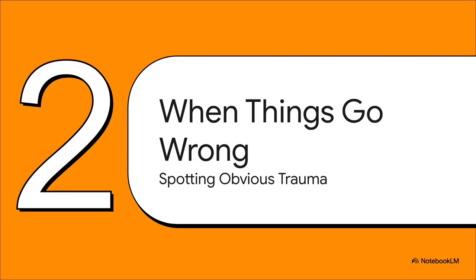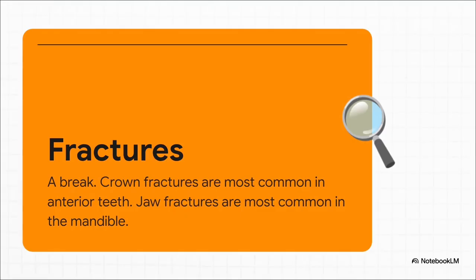Okay, so we have our map. We know what a healthy mouth is supposed to look like. Now, let's see what it looks like when things go wrong. We'll start with the more obvious stuff, trauma. A fracture, it's pretty straightforward, right? It's a break. It can happen in the top part of the tooth, the root, or even the jawbone itself. And it probably won't surprise you to hear that our source material says crown fractures happen most often in the front teeth, while the lower jaw, the mandible, is the jawbone that gets fractured the most.